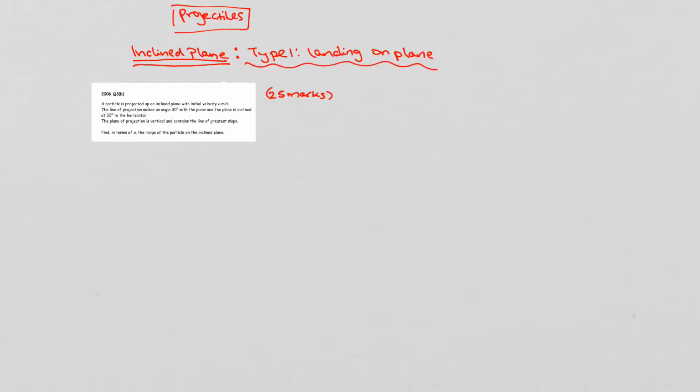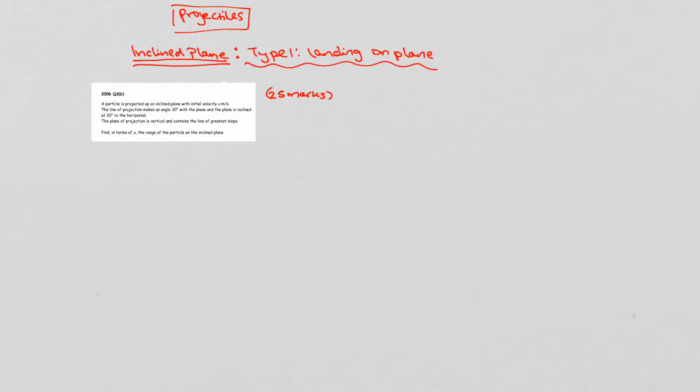Projectiles, inclined plane, type 1, landing on the plane. This is a 2006 question where a particle is projected up an inclined plane with an initial velocity of u. We're told the line of projection makes an angle of 30 degrees with the plane, and the plane is inclined at 30 degrees to the horizontal.